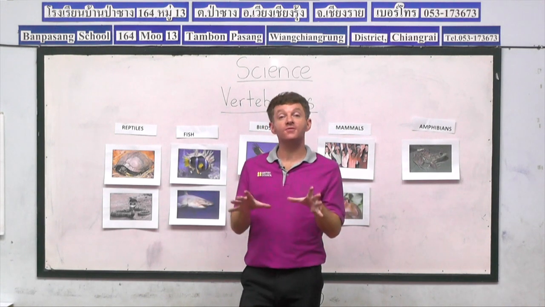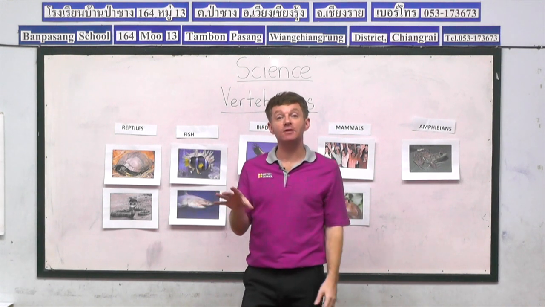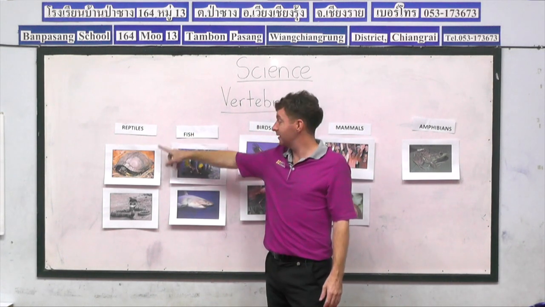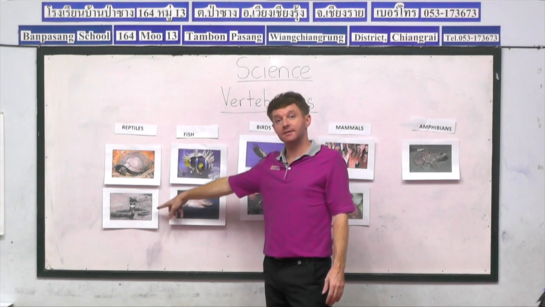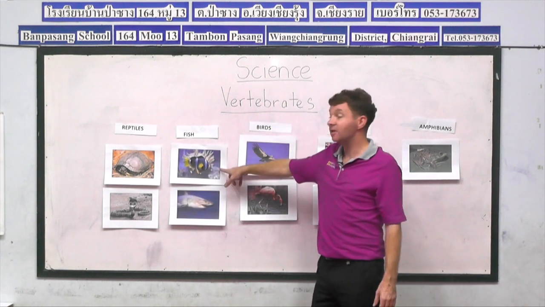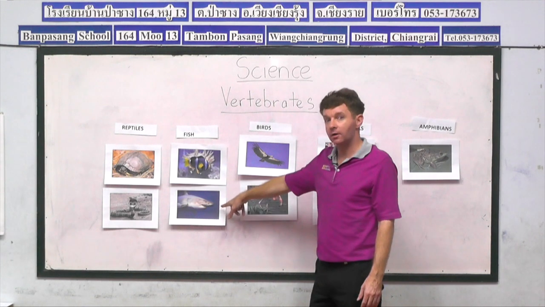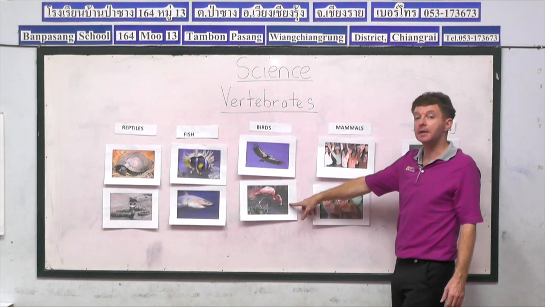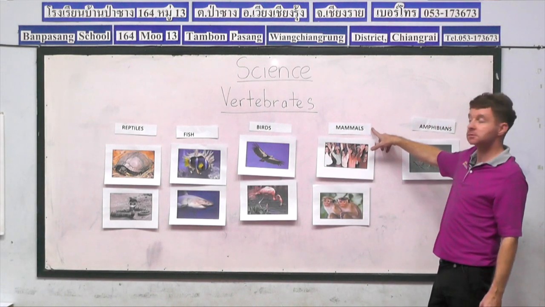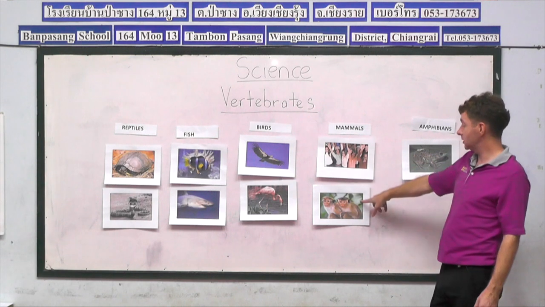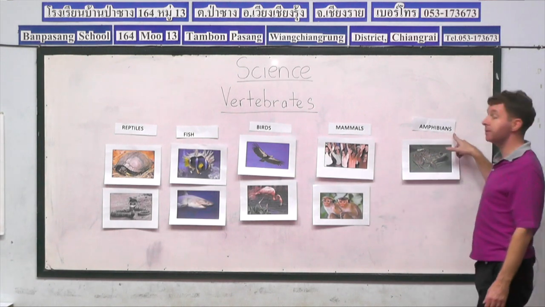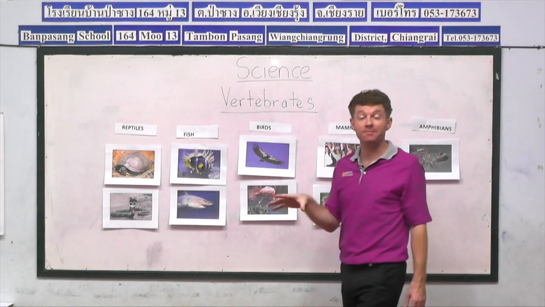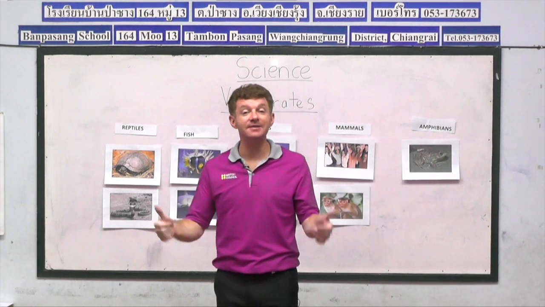And now we've sorted our animals into the correct categories of vertebrates. We can speak one more time. Reptiles. Reptile. Turtle. Turtle. Snake. Snake. Fish. Fish. Tiger fish. Fish. Shark. Shark. Birds. Birds. Condor. Condor. Flamingo. Flamingo. Mammals. Mammals. Humans. Humans. Monkeys. Monkeys. Amphibians. Frog. Frog. And they are our five different types of vertebrates. Guys, that was brilliant. Very well done.